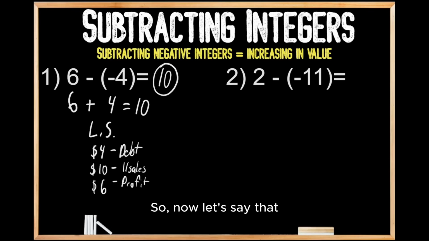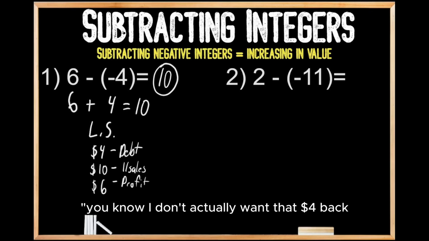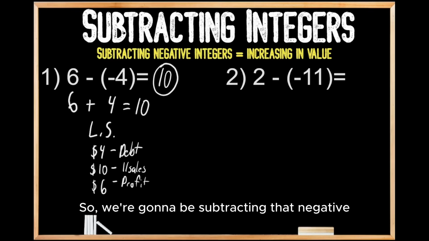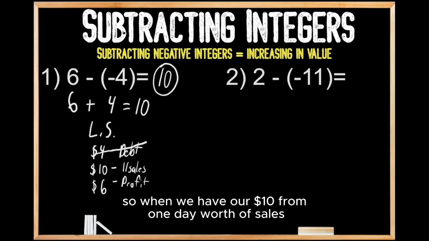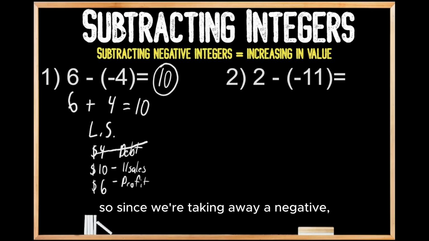So now let's say that the person that loaned us this initial $4 said to us, I don't actually want that $4 back. I want you to keep it. So we're going to be subtracting that negative. We're subtracting that $4 in debt. So when we have our $10 from one day worth of sales, we're actually able to keep that full $10 in sales. So since we're taking away a negative, or we're taking away a deficit, it results in a net positive.